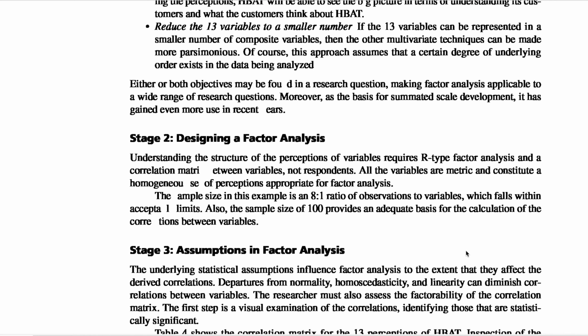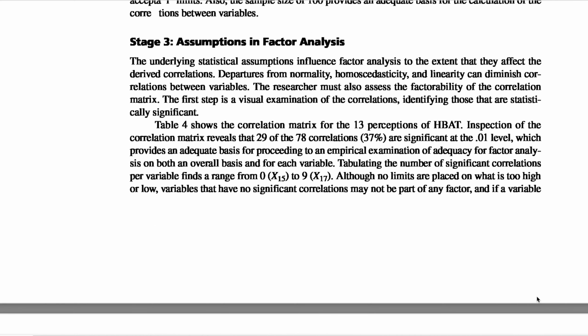The sample size in this example has an 8 to 1 ratio of observations to variables, which falls within the acceptable limit. Also, the sample size of 100 provides an adequate basis for calculating the correlations between variables. As for assumptions in factor analysis, the underlying statistical assumptions influence factor analysis to the extent that they affect the derived correlations. Departures from normality, homoscedasticity, and linearity can diminish correlations between the variables.